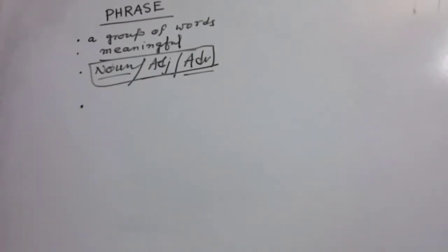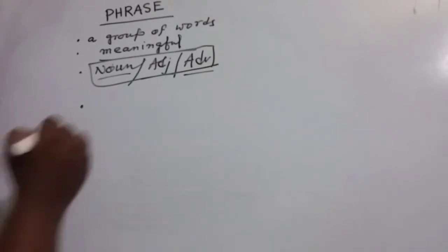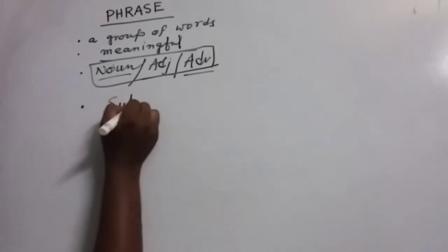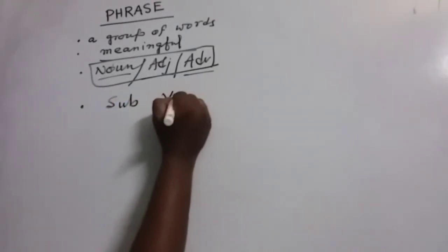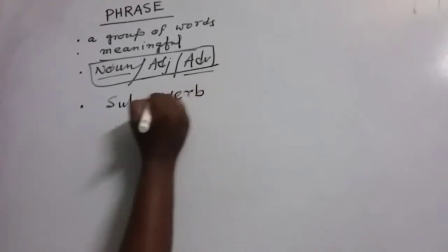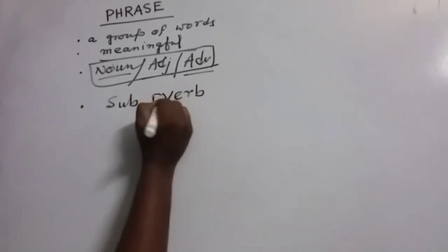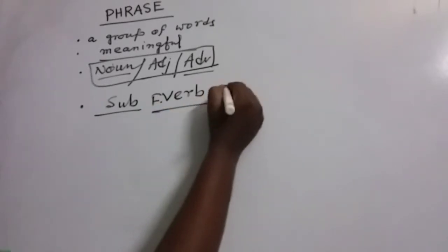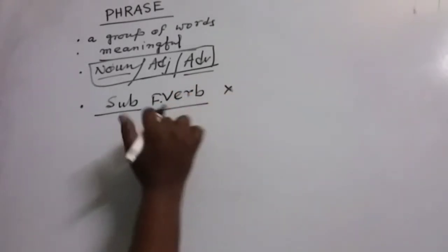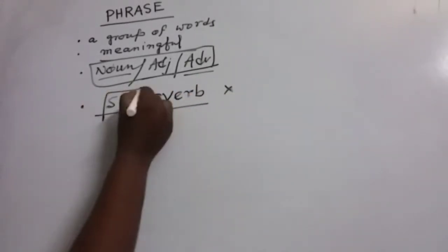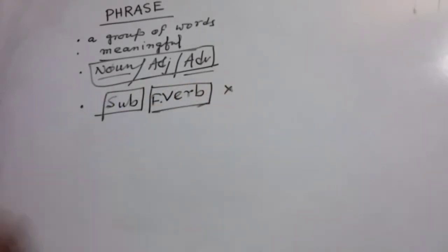Another, the most important thing, is that it does not contain any kind of subject and finite verb. It does not contain any kind of subject or any kind of finite verb. My dear friends, I think the meaning of phrase is clear to you.